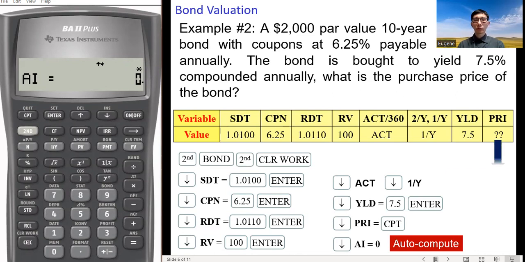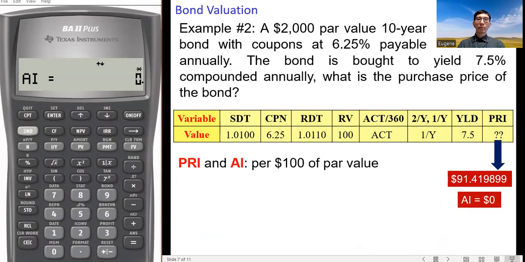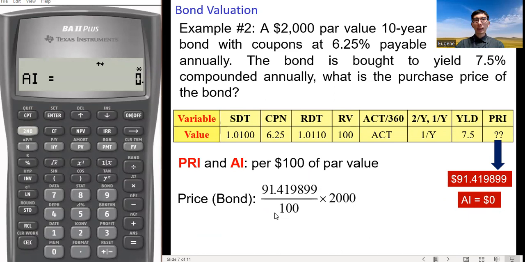Okay, do the conversion. The PRI and AI is expressed as per $100 of par value. So to get the actual purchase price, we convert the PRI 91.41 divided by 100 and then multiply by the face value 2000. And we get the purchase price, $1,828.40.